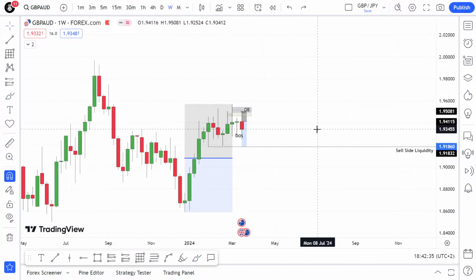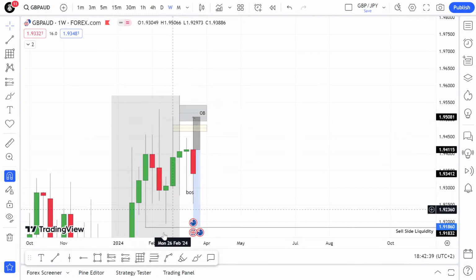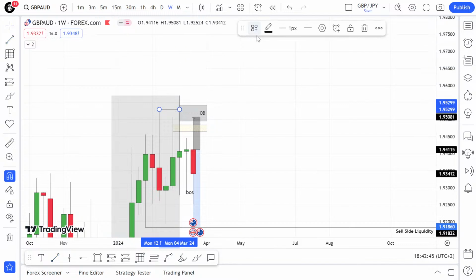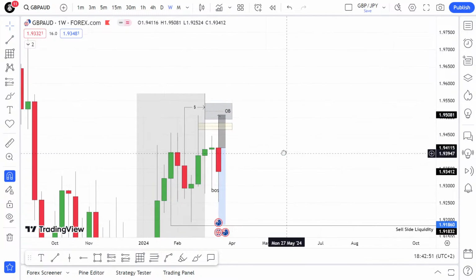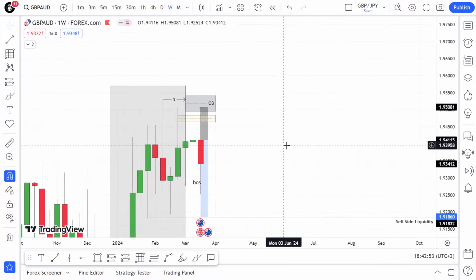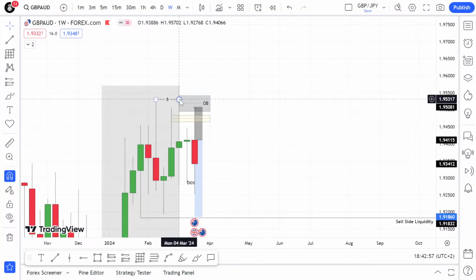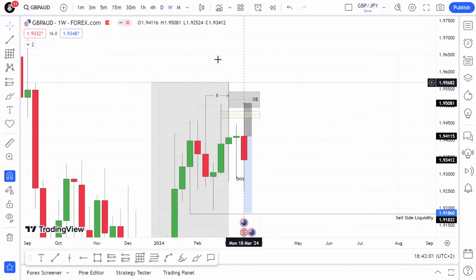A few weeks ago, you can see what happened in here. That's a liquidity sweep. Then we have had a few dojis, and now we have pushed lower with this previous week candle. Created an order block here, reacted off of that.